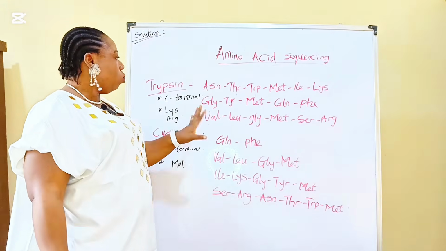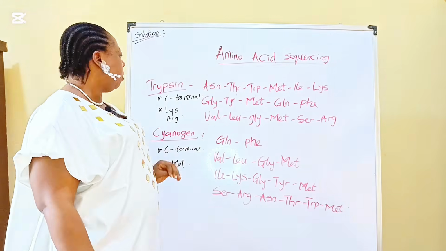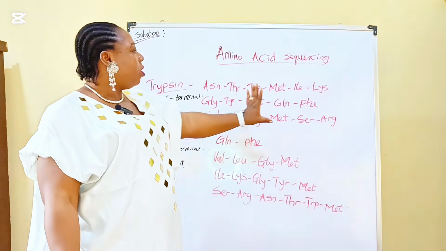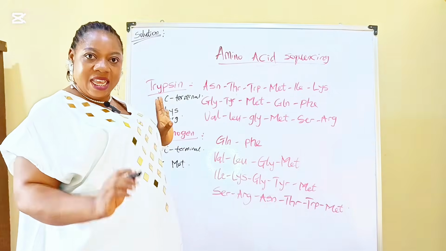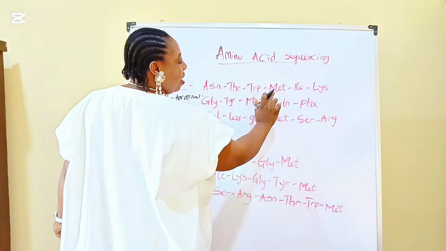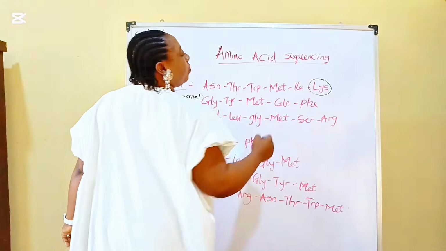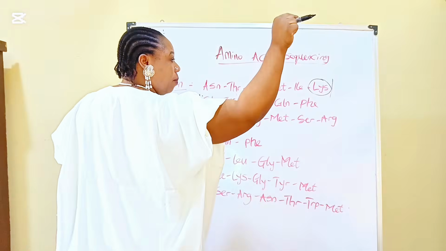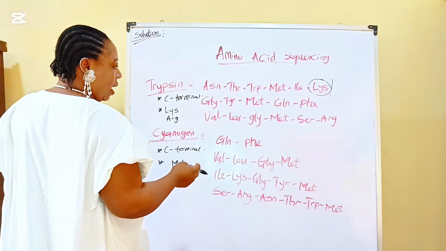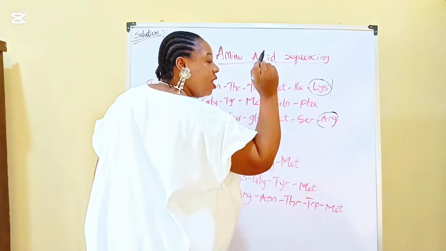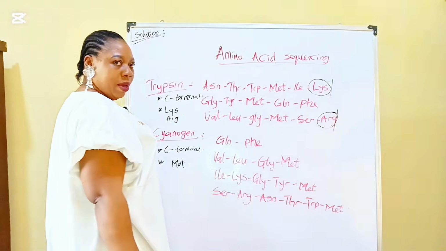Now let's start with this. We'll be doing them together. C terminal, lysine and arginine. So first, let us look at lysine and arginine here. In this first line, did we have any lysine? Yes, we have lysine here. That means there was a cleavage here at the C terminal. Now, did we have any other lysine? No. Did we have arginine? Yes. That means there was a cleavage at the C terminal.